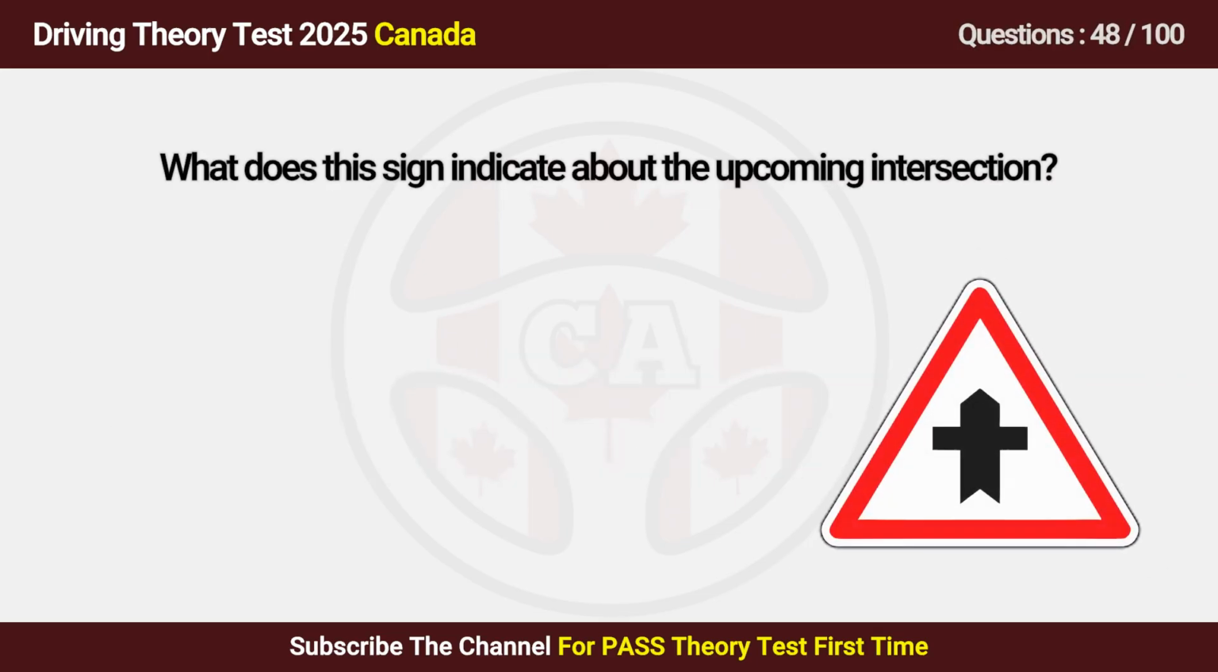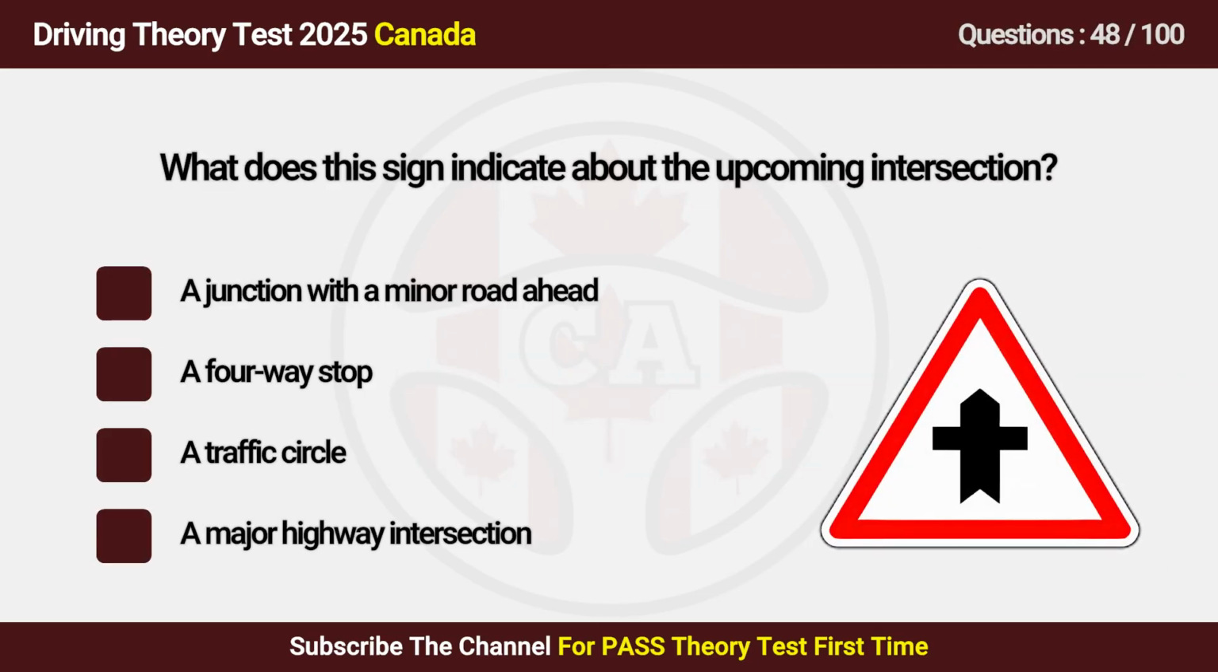Question 48. What does this sign indicate about the upcoming intersection? A. A junction with a minor road ahead. B. A stop. C. A traffic circle. D. A major highway intersection.